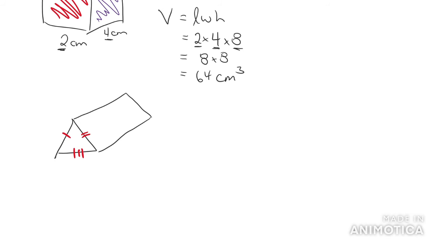And then the volume is going to be the base times height divided by 2, and that's the height of the triangle, times the height of the prism.